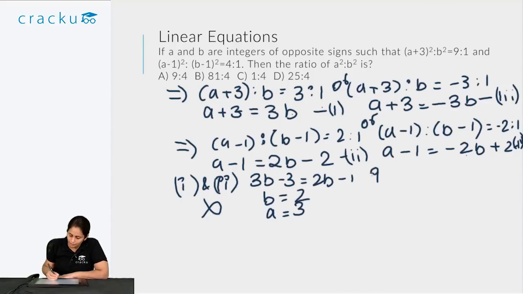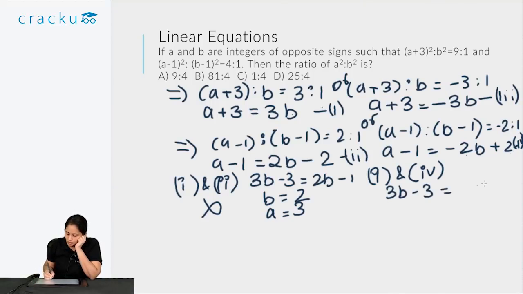Now let's consider 1 and 4. So 1 and 4 is a plus 3 is equal to 3b and a minus 1 is equal to minus 2b plus 2. So in this case, a is equal to 3b minus 3 and a is also equal to minus 2b plus 3. So on solving I get 5b is equal to 6, or b is equal to 6 by 5. But they are integers, so I can directly eliminate this case.